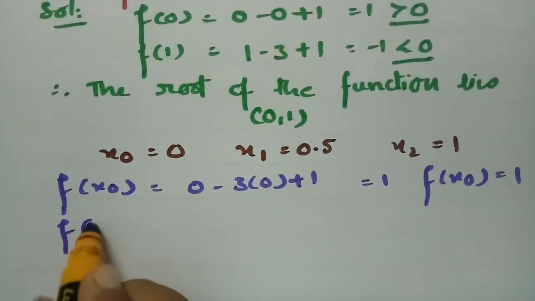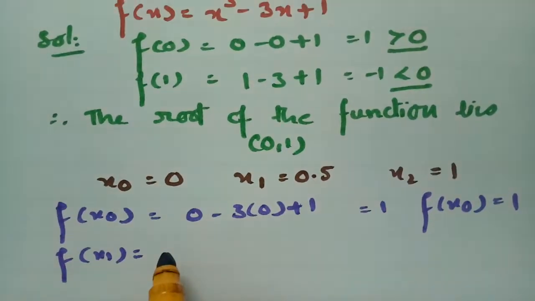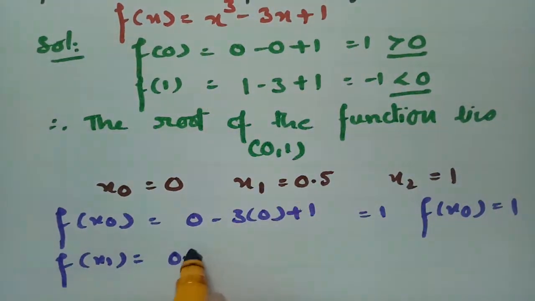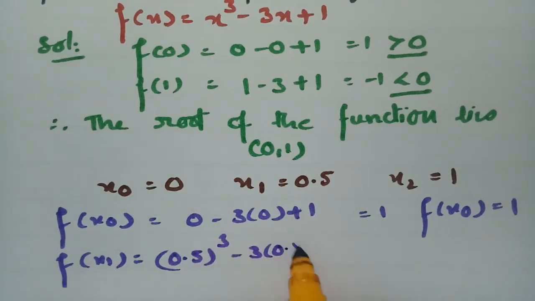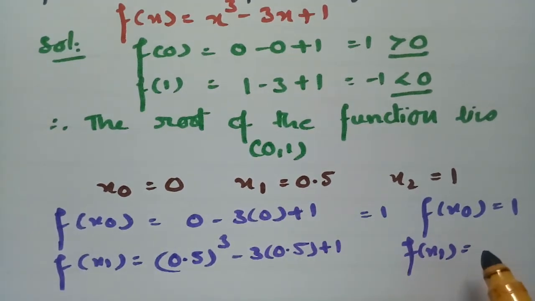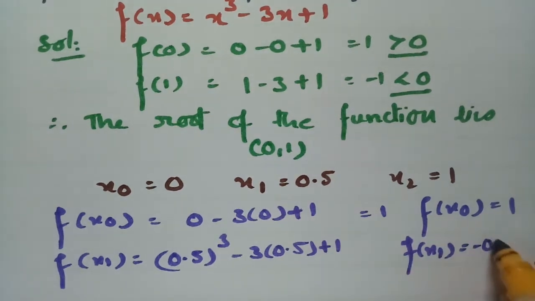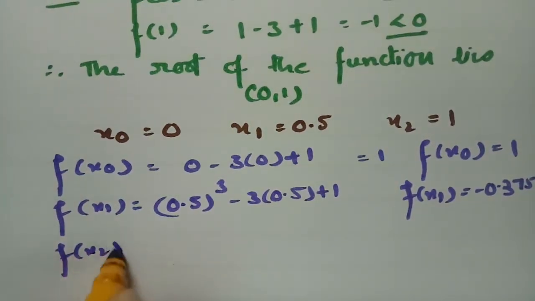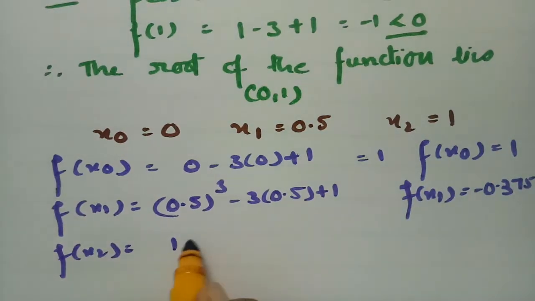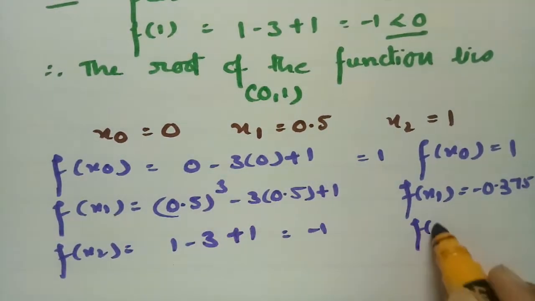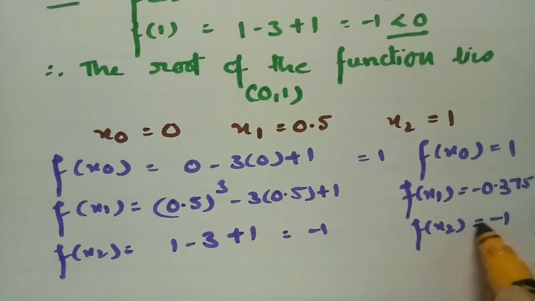And the next one is f of x1. In this function we have to keep x1 as 0.5. That is 0.5 whole cube minus 3 into 0.5 plus 1. So the value of f of x1 here is minus 0.375. You can use your calci. And the next one is f of x2. What is x2 value? 1 here. That is 1 minus 3 plus 1. So the value here is minus 1. So we got the value of f of x2 as minus 1.